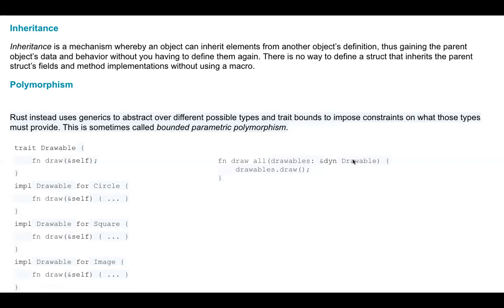And then you can have a function which takes this drawable and calls draw. Depending upon what instance you're passing, it will call the draw method of that particular implementation. So that was it. A pretty short video showing how Rust supports object-oriented programming concepts.